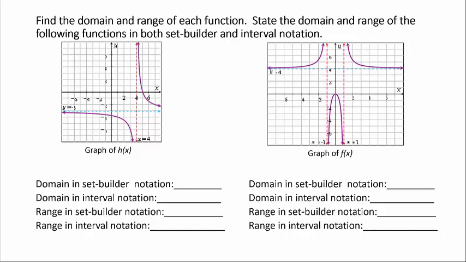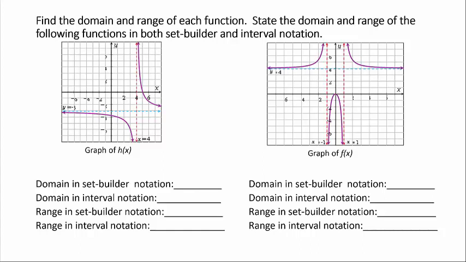In this video, we're going to find the domain and range of each function graphically. And we're going to state the domain and range of the following functions in both set builder and interval notation. These are a couple of examples of what rational functions tend to look like. They have what are called asymptotes.